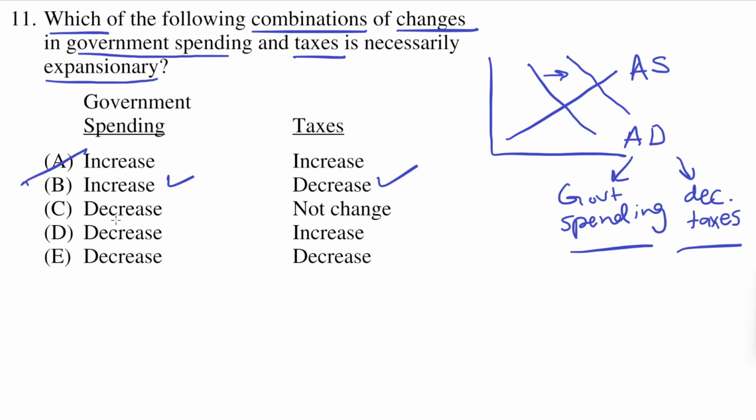Simply decreasing government spending and not changing taxes, well, that's not expansionary because that's just going to reduce aggregate demand. Decreasing government spending and increasing taxes, that's definitely not expansionary. That will greatly reduce aggregate demand. And decreasing both government spending and taxes, again, like the previous case, the decrease in government spending might have a larger effect on aggregate demand than the decrease in taxes. So this might not necessarily be expansionary, and only B is necessarily expansionary because both of these policies are expansionary.